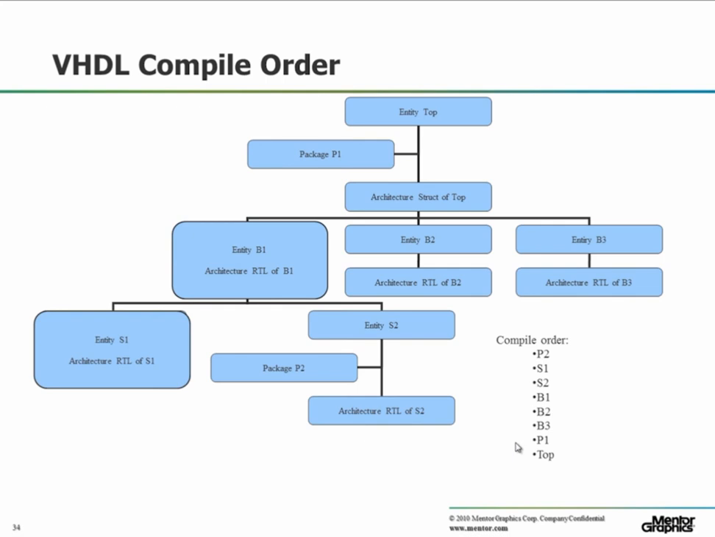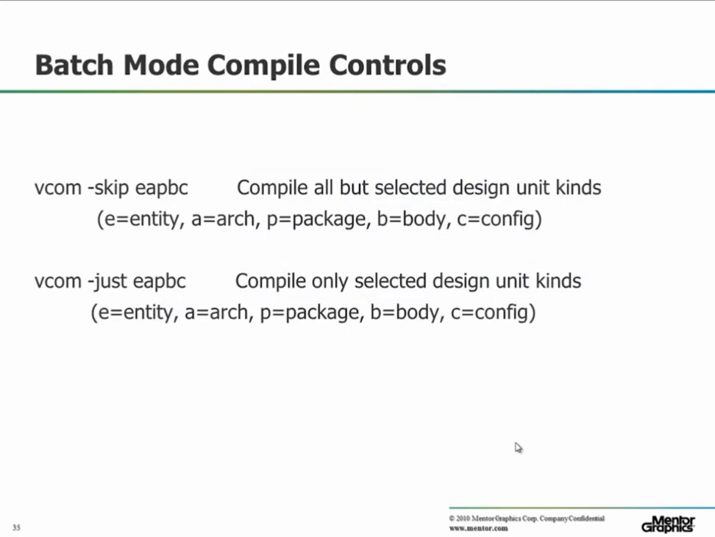So ModelSim gives us a few tools for scripting to help us do that. When I compile these entities and architectures, I can use the -skip and the -just flags. Skip says skip whatever entity, packages, and so on. Just says just compile an entity, just compile an architecture, or just compile a configuration.